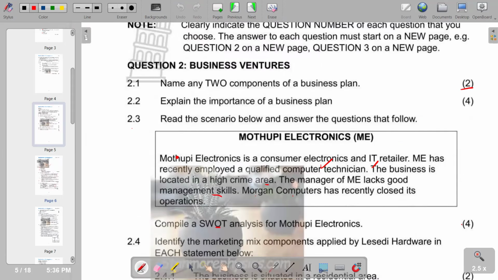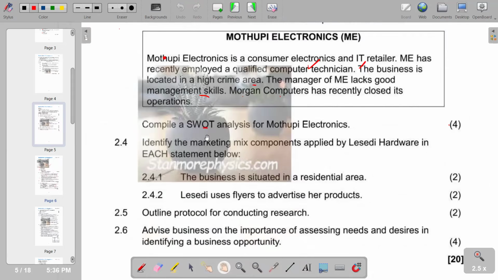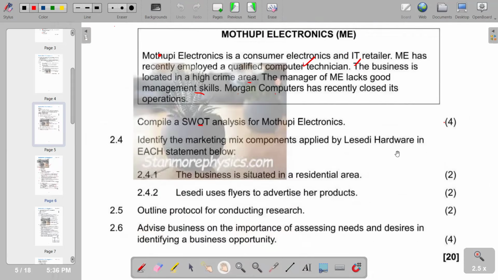And then we move on to the next part, which says identify the marketing mix components applied by the hardware store in each statement below. So what are the marketing mix components applied is the question. The first one says the business is situated in a residential area. So you'd see that the marketing mix component is place or distribution.